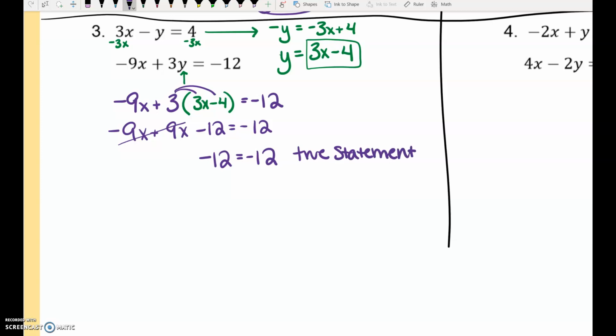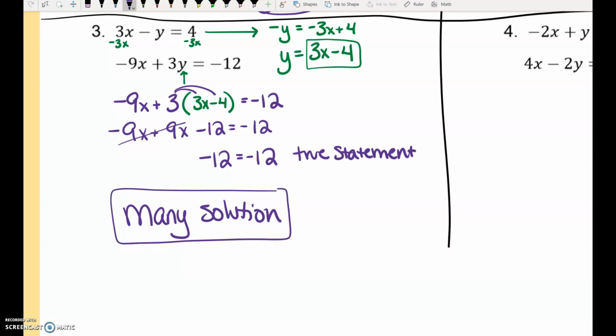If all of your variables disappear and you're left with a true statement, that means many solutions. That means that these two equations are actually the same line. If you graphed them, they would be right on top of each other, and every single point on one line would be a solution to the system. So many solutions, infinitely many solutions, IMS, infinity symbol, whatever you want to write. On the test, if the answer is many solutions, it would likely be a multiple choice question, and there would be like a many solutions option, a no solutions option, so you'd have to pick which one it is.